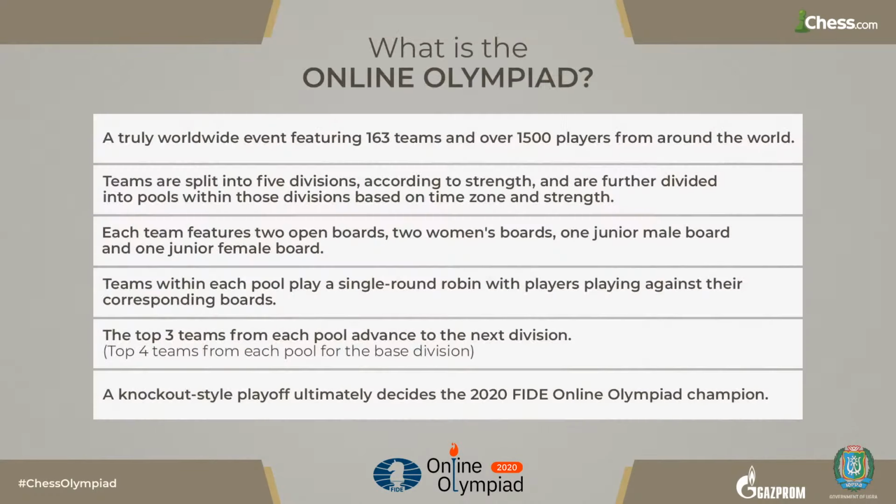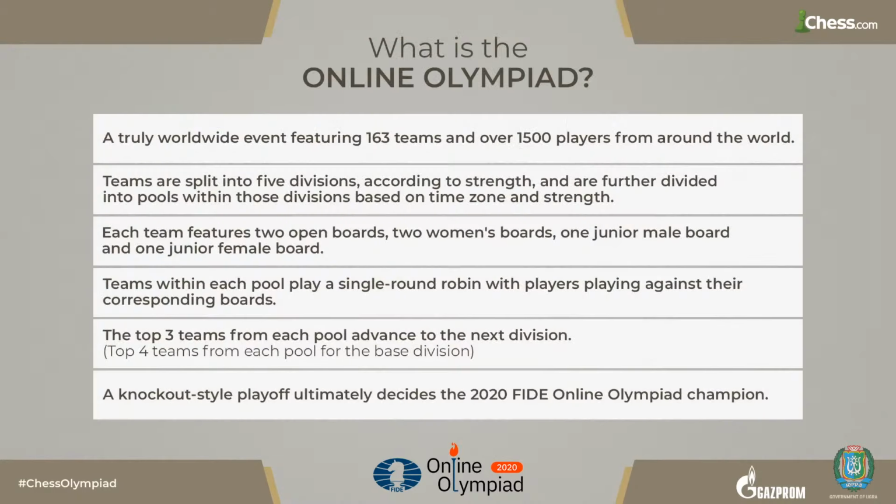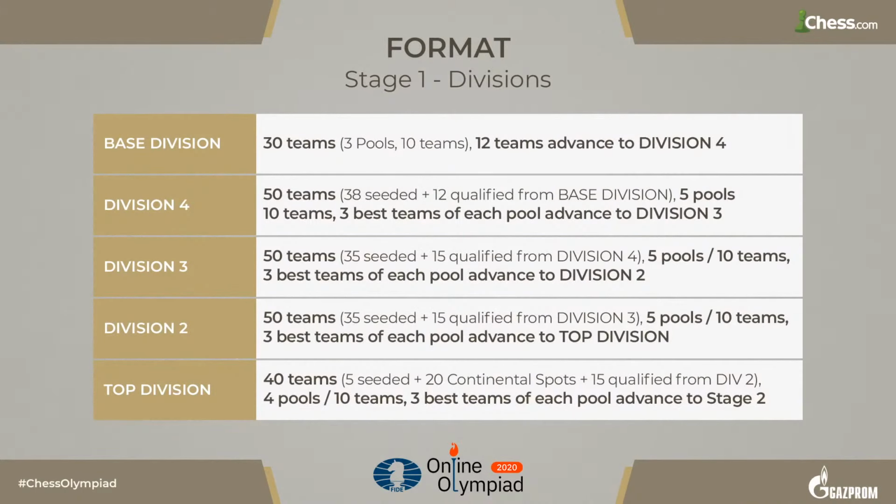So, as you said, it's connecting people from all over the world. Here are some numbers: 163 teams and over 1,500 players from all around the world. Teams are split into 5 divisions according to strength and are further divided into pools. We are currently hosting Pool B, the first 3 rounds of Pool B of the Base Division. Let's have a look at the divisions. There are 5 divisions: Base, then Division 4, 3, 2 and Top Division. We are currently in the Base Division.